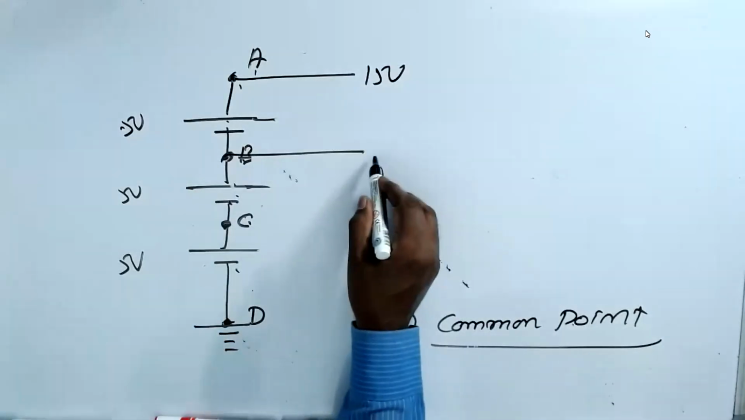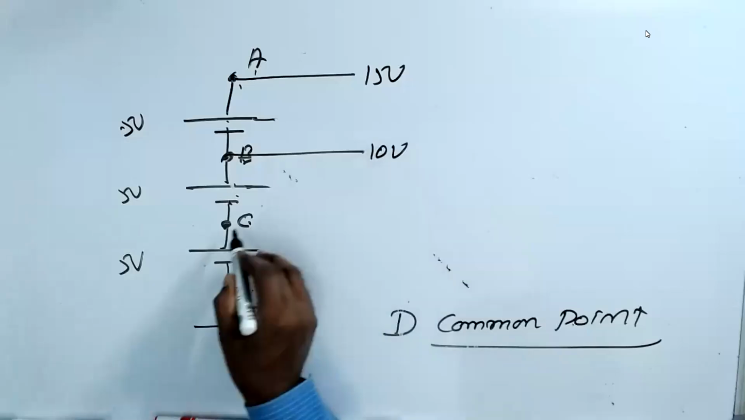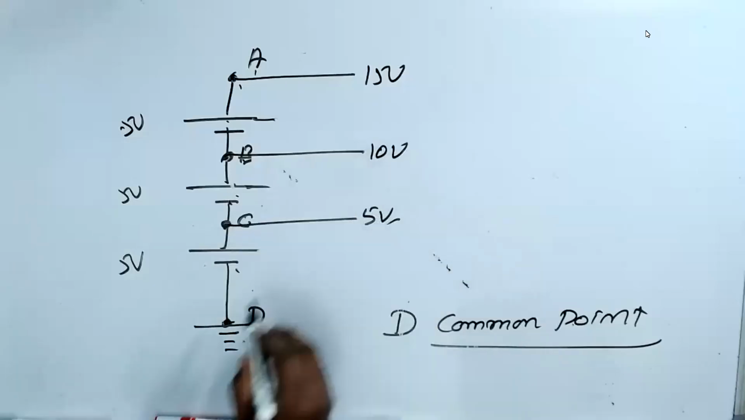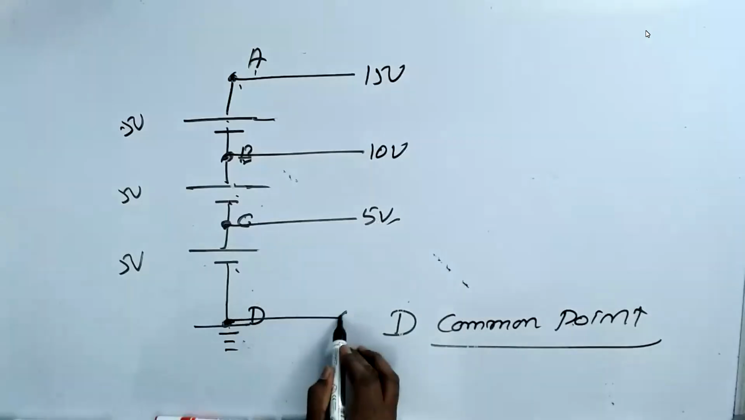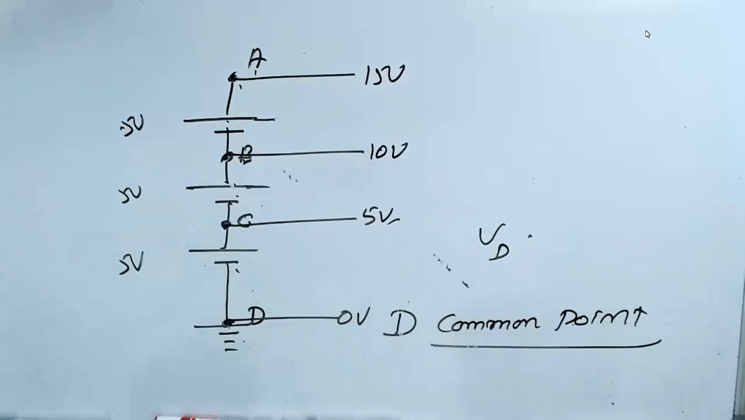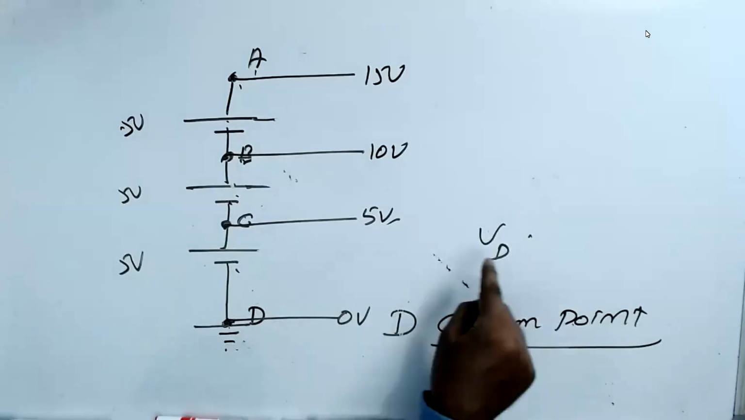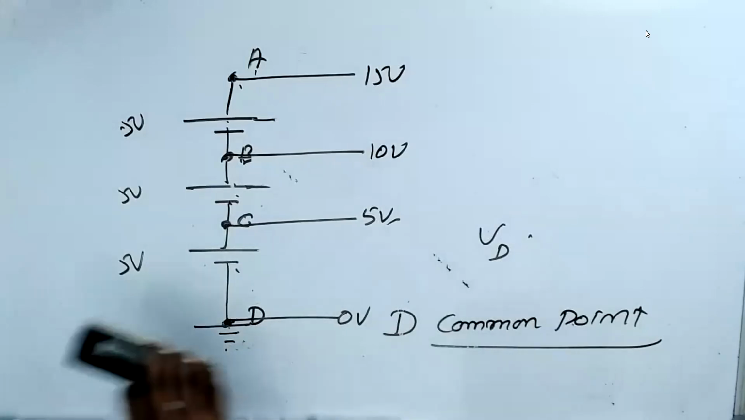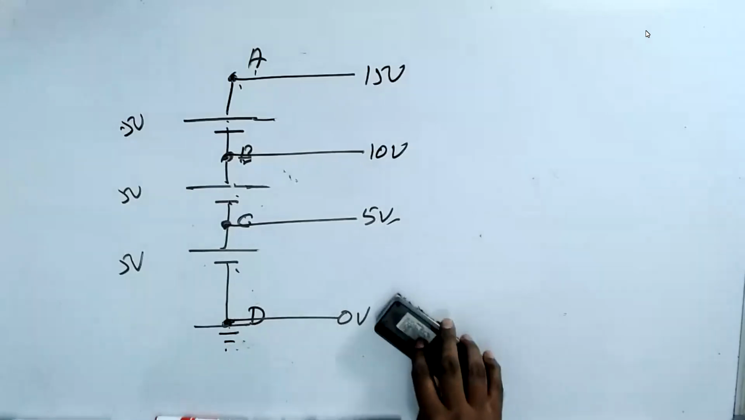This point, the voltage is 10 volts. This voltage is 5 volt. This point is 0 volt because VD is the same point, so it becomes 0 volt. So this common point is 0 volt always. Please understand. The common point is 0 volt.